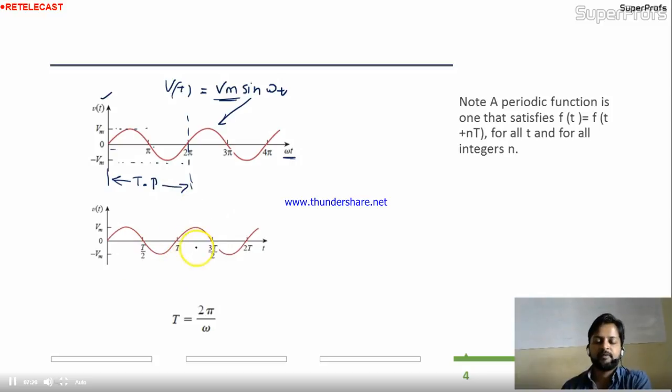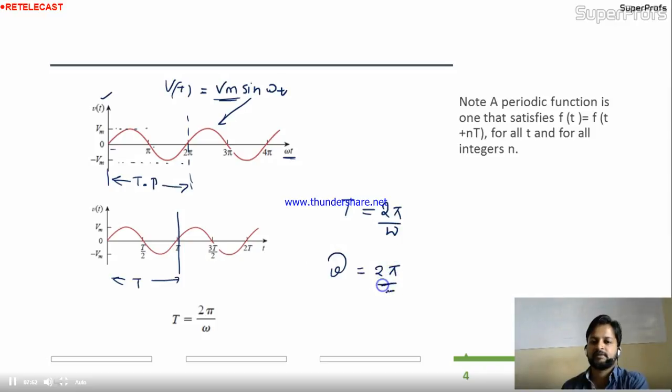This is the time period of the waveform. If you observe this one, time period T is nothing but this. T is the time period. So when you compare these two things, your time will be 2π by ω, right? So I can say ω is nothing but 2π by T. This is the relation between angular frequency and time period. I hope it is clear to you.